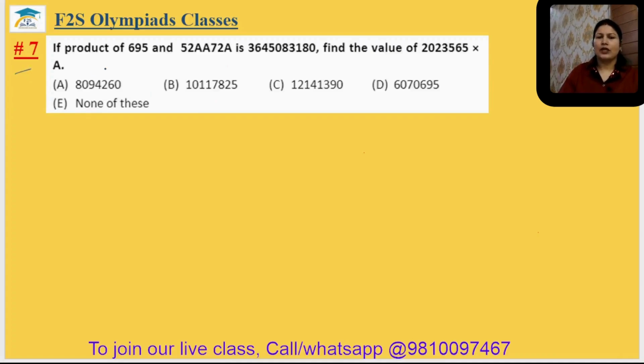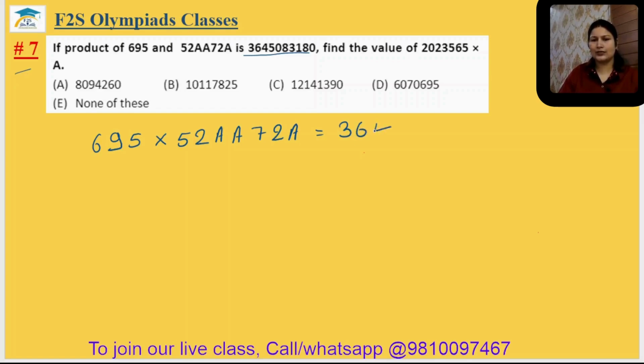Question number 7. If the product of 695 and this number is equal to this, find the value of this multiplied by A. So the product of 695 and 5 double A 7 to A is equal to 36450 83180. So what is this value?